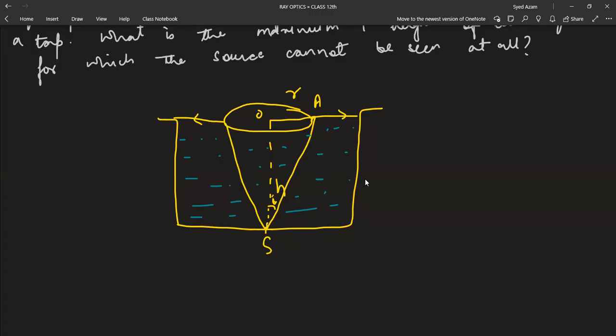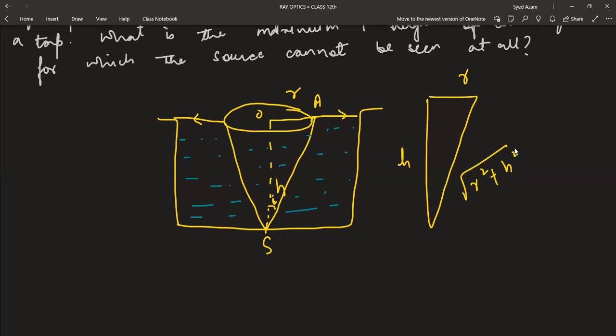Okay, this is basically like this. This is the height. What will be this separation? This will be under root r square plus h square. Now, this OS is basically the height of it. Now, this is the angle I, which I am referring to. This is the angle of incidence I, which I am referring to.